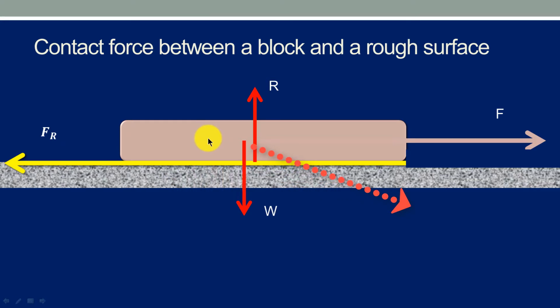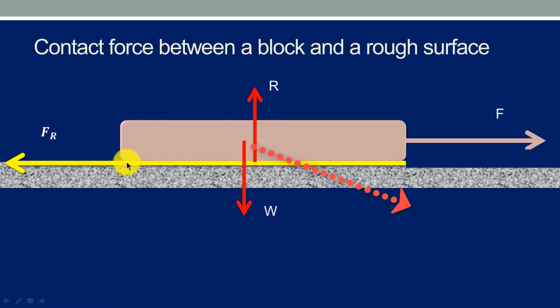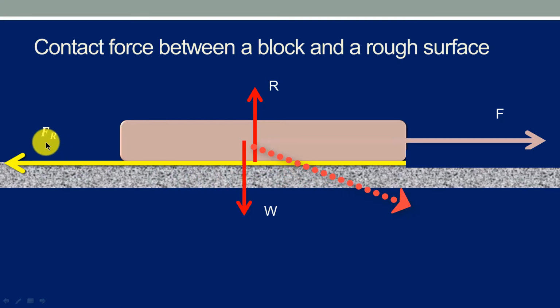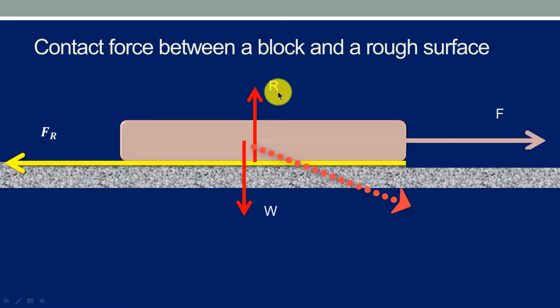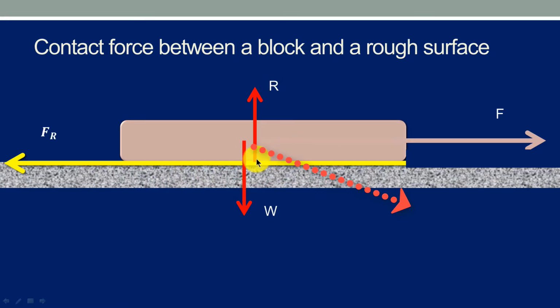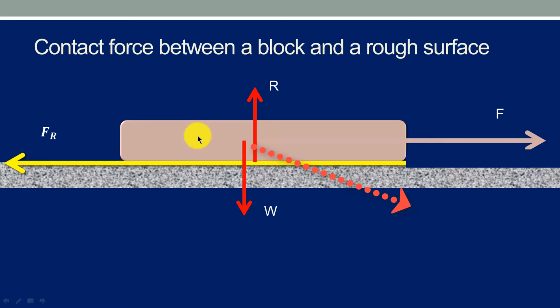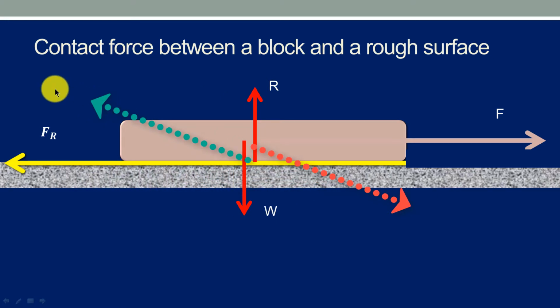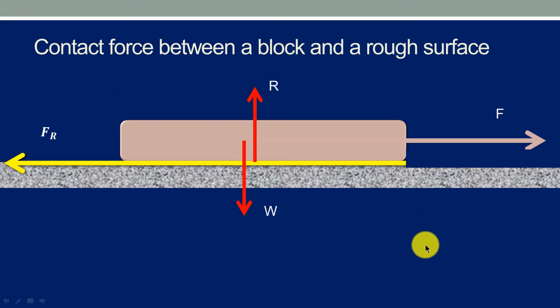Now, when it comes to the block, there are two forces that the surface exerts on the block. One of them is the frictional component of the contact force. The other one is the normal component of the contact force. Again, the force that the surface exerts on the block is in this direction, like that. Let's move over to the next situation.